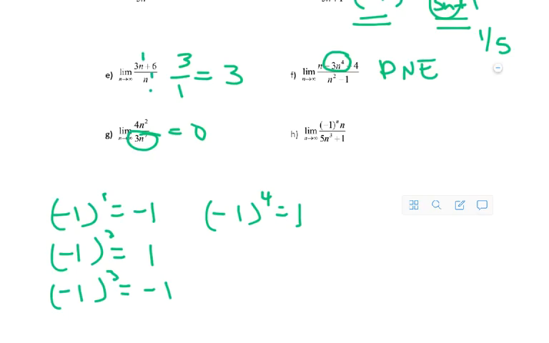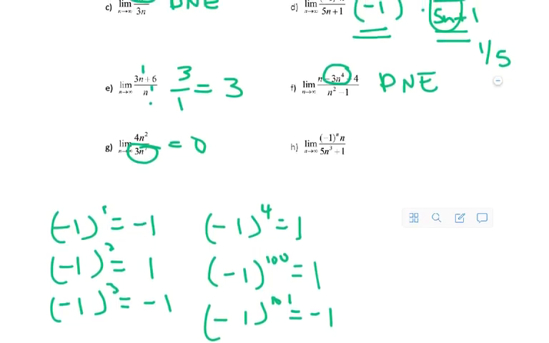Well, what's happening? When the power is odd, the output is negative. But when the power is even, the output is positive. So if I try to find negative 1 to the 100th power, it's going to be 1. But negative 1 to the 101st power is going to be negative 1. Well, what's it approaching? It's not. It just keeps fluctuating between 1 and negative 1.